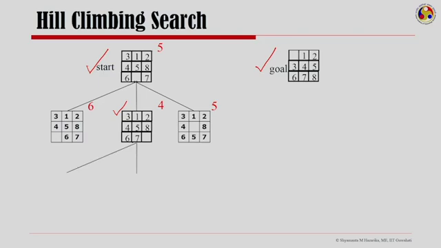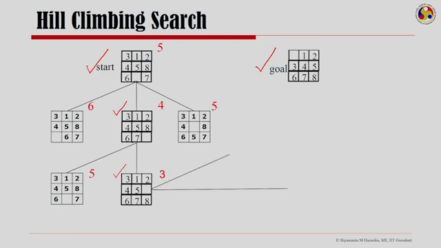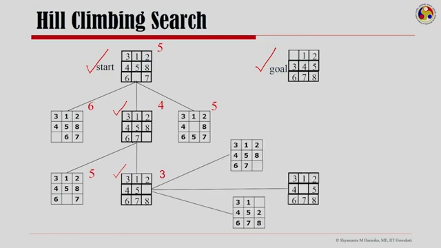I expand that node and end up with 2 more nodes, and then we compute the heuristic values, 5 and 3. Therefore, we opt to expand this node. This node is expanded and ends up in 3 more nodes. We compute the heuristic values. The node with the lowest heuristic value is expanded next. We end up having this node, and then that is expanded to reach the goal.